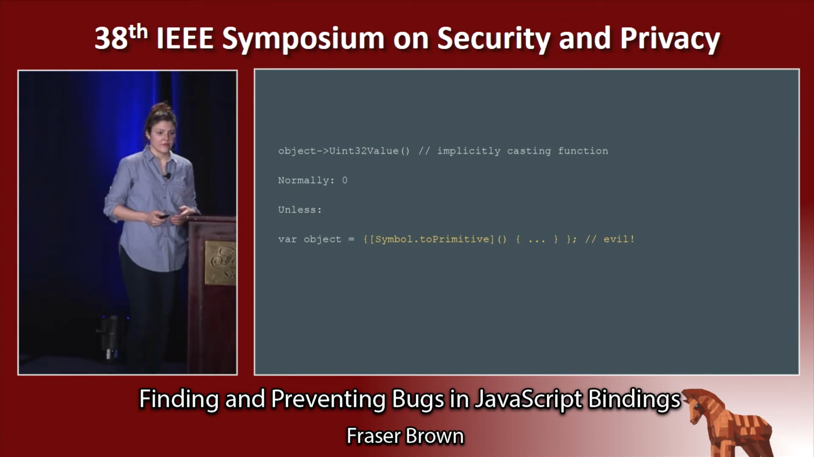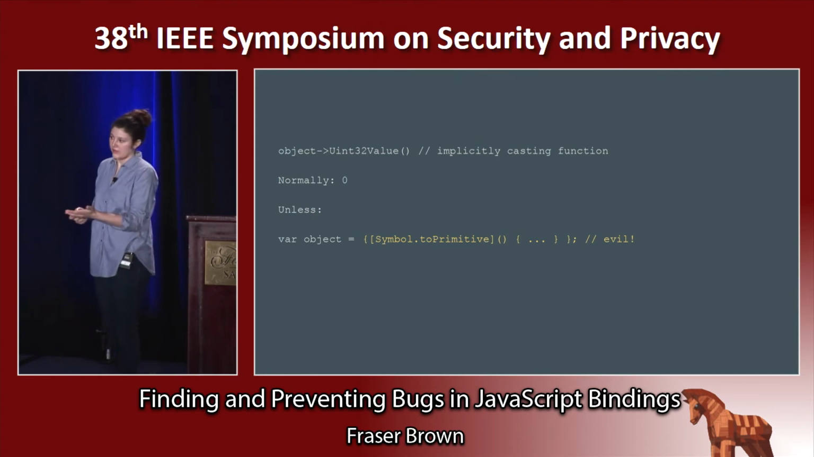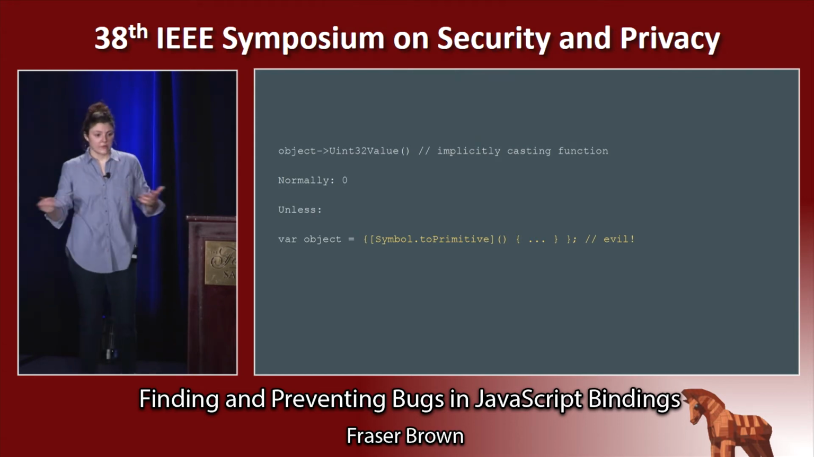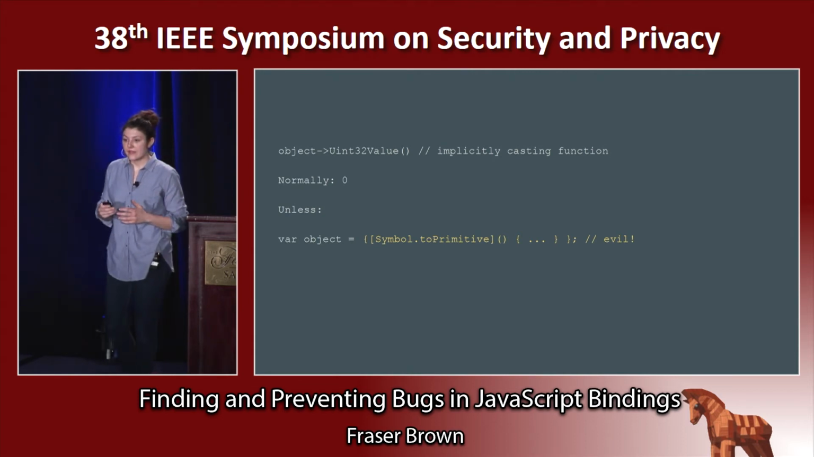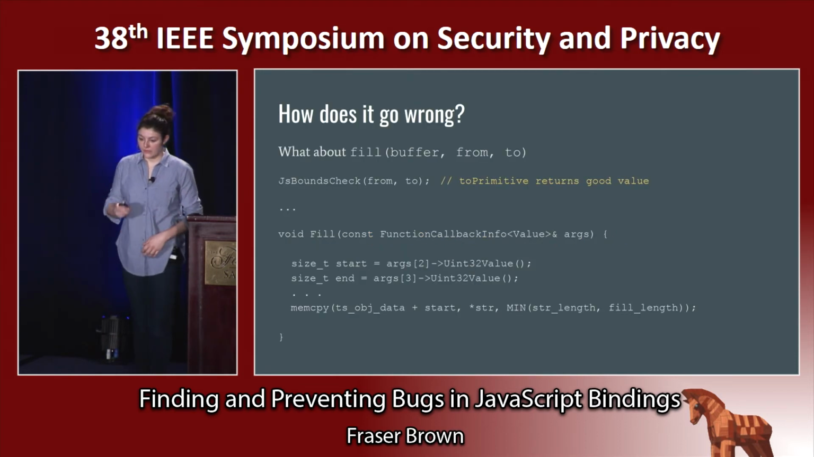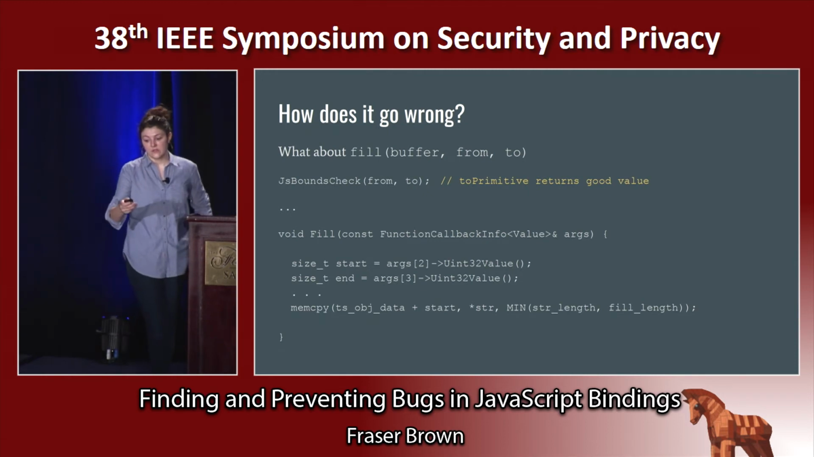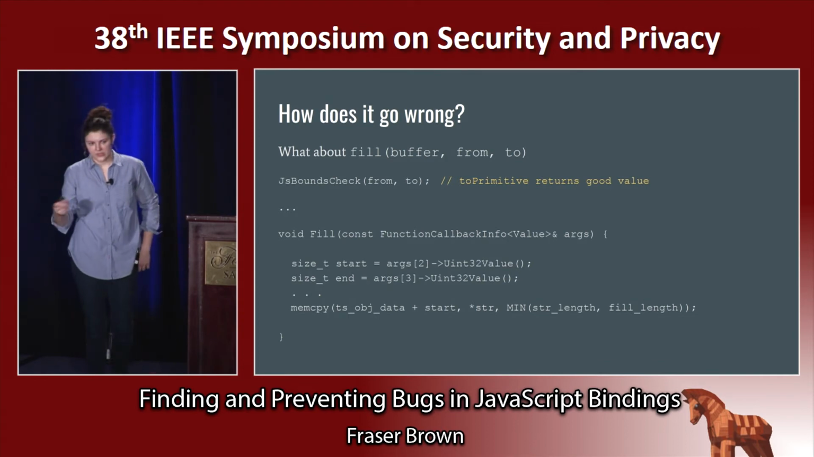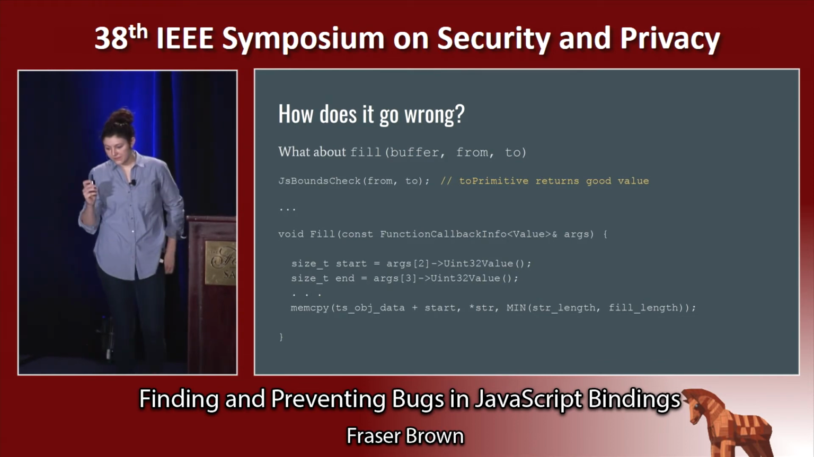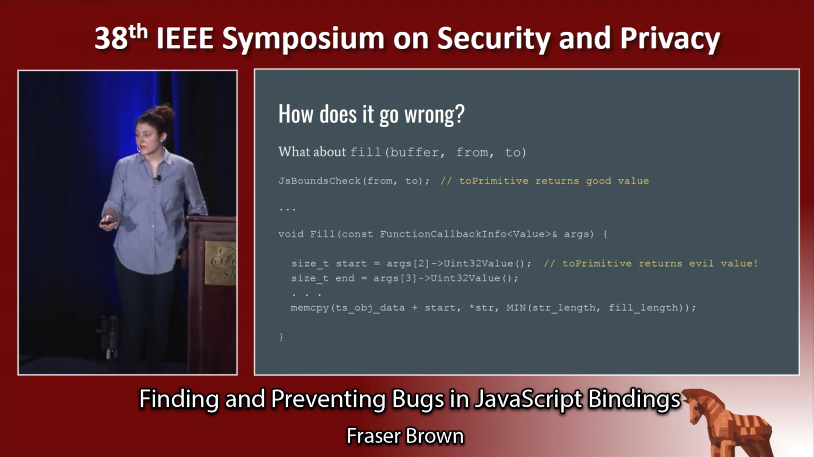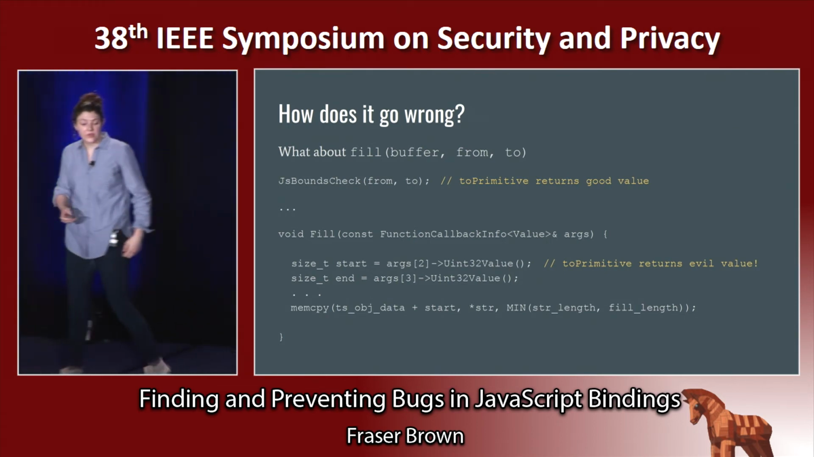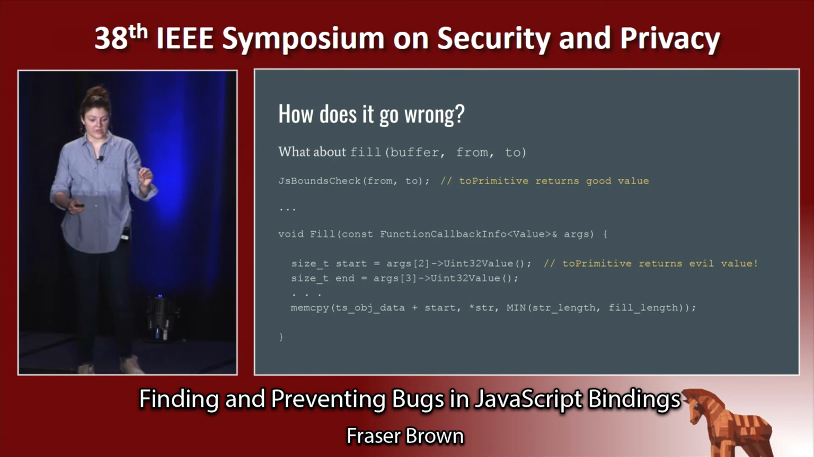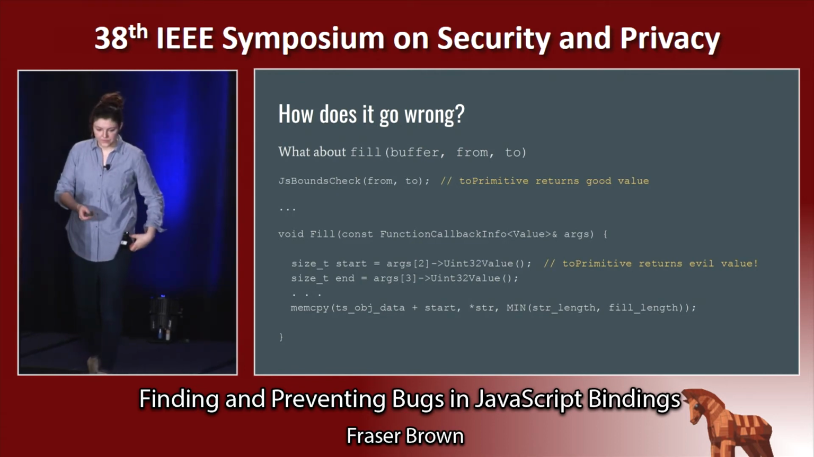So if you have toPrimitive return 3, uint32 value is going to return 3. Similar with 5, or you can make it return something different every time. And that's what we're going to do. The first time toPrimitive is called in this JavaScript bounds check, we're going to return a good value, something in the bounds of the buffer. The second time it's called down here, though, we're going to return an evil value, something that's outside of the bounds of the buffer, so that we can control the start location of that write of that memcpy.